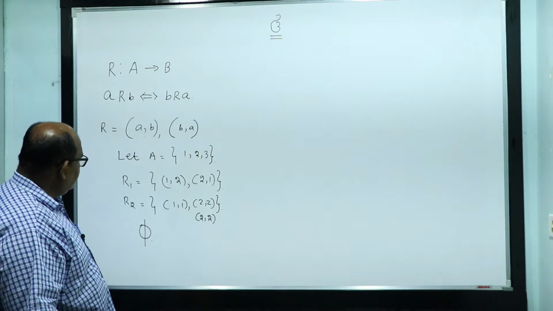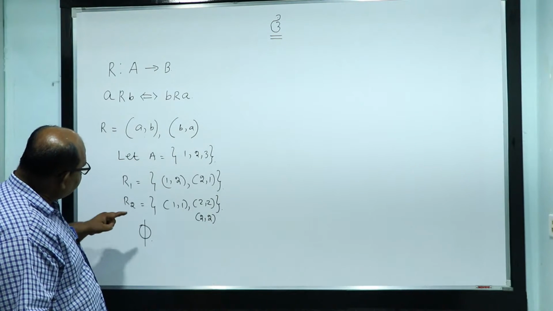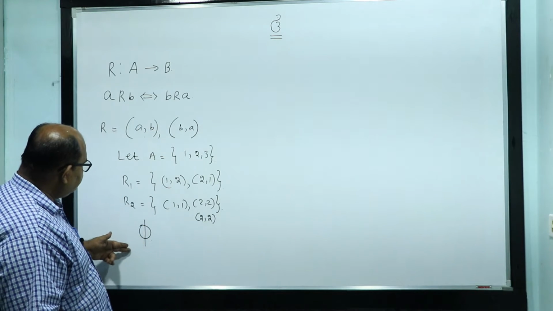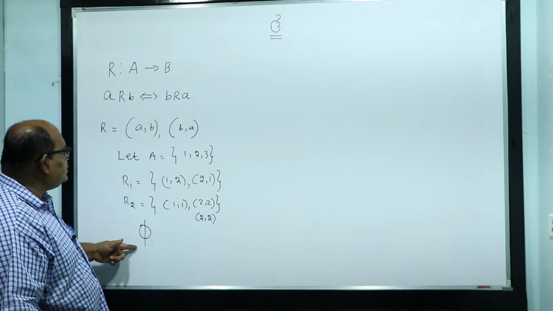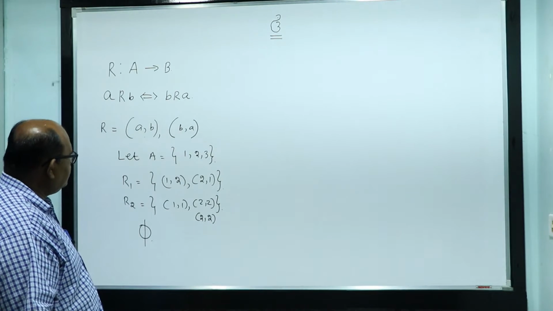Okay students, here (a,b) is not present. If (a,b) was present, then I should search for (b,a) to be symmetric. As (a,b) is not present, we consider the relation phi is symmetric.